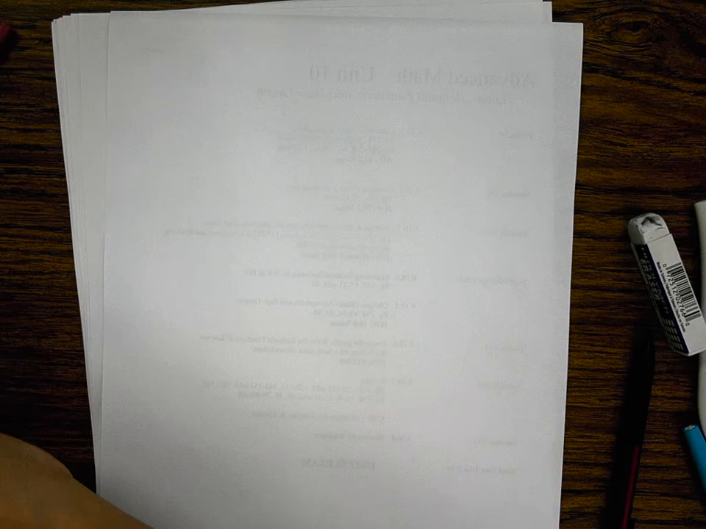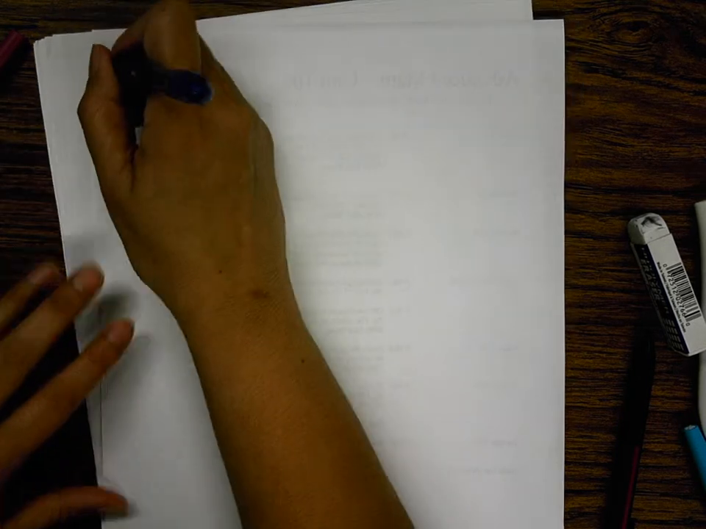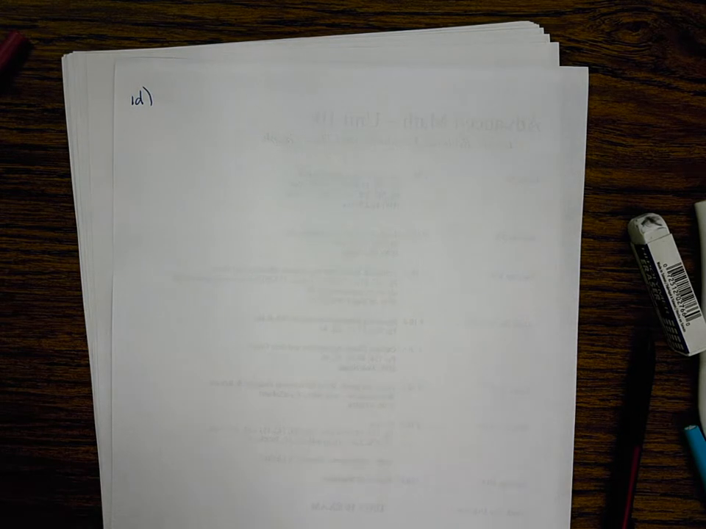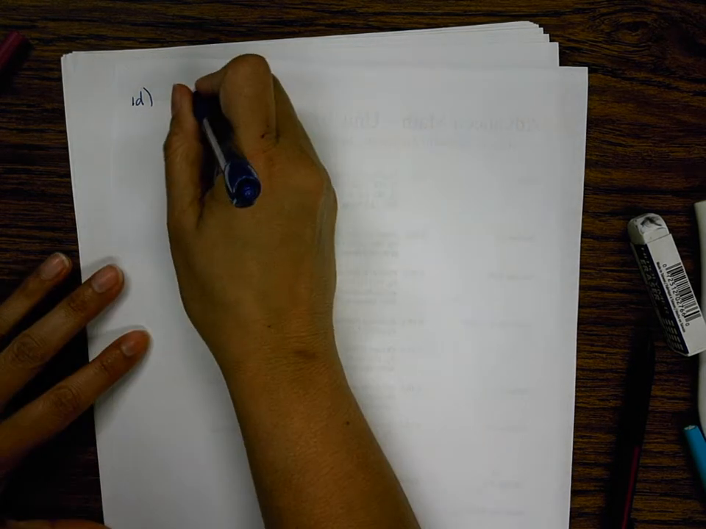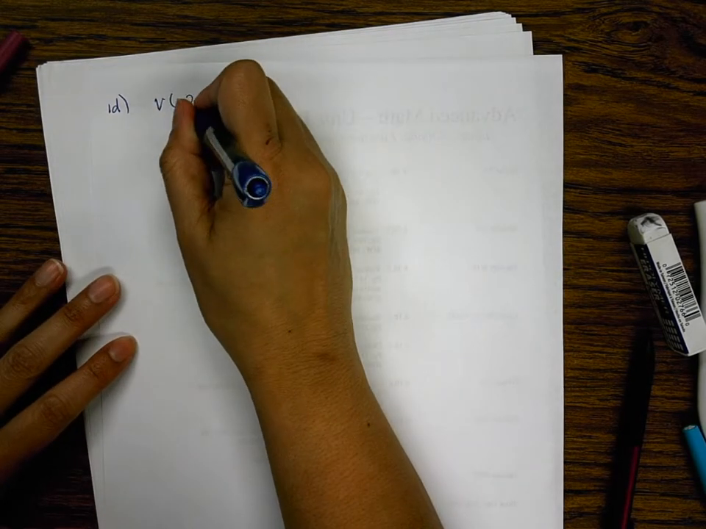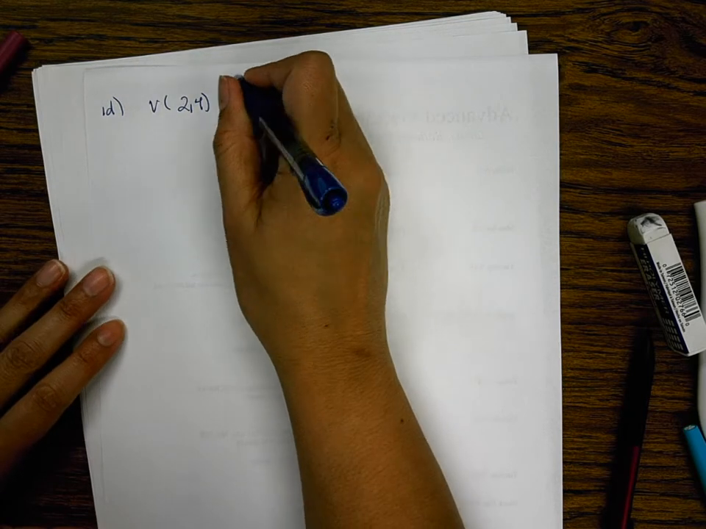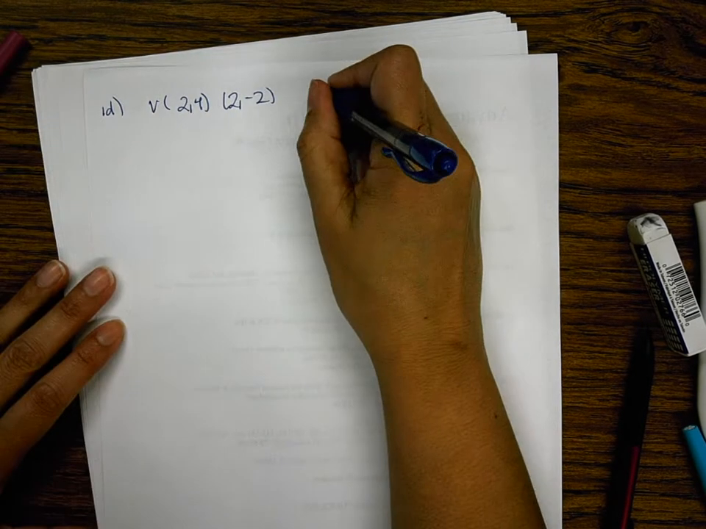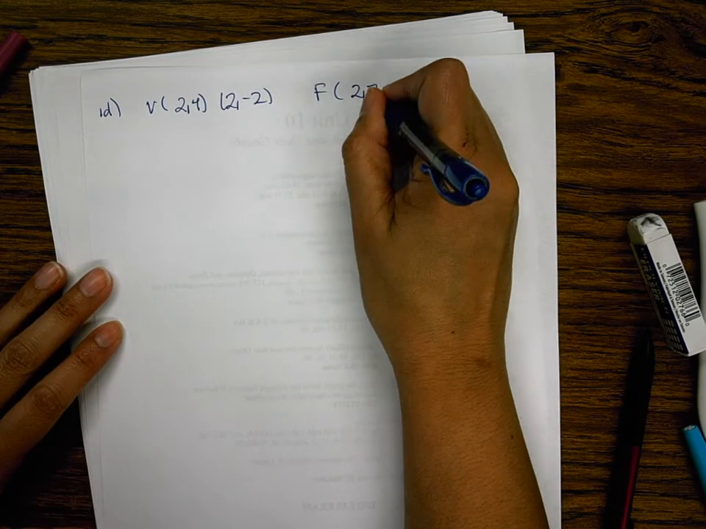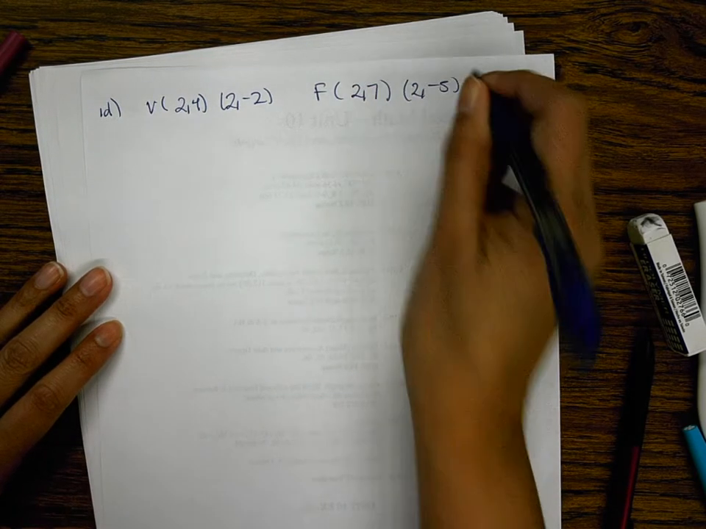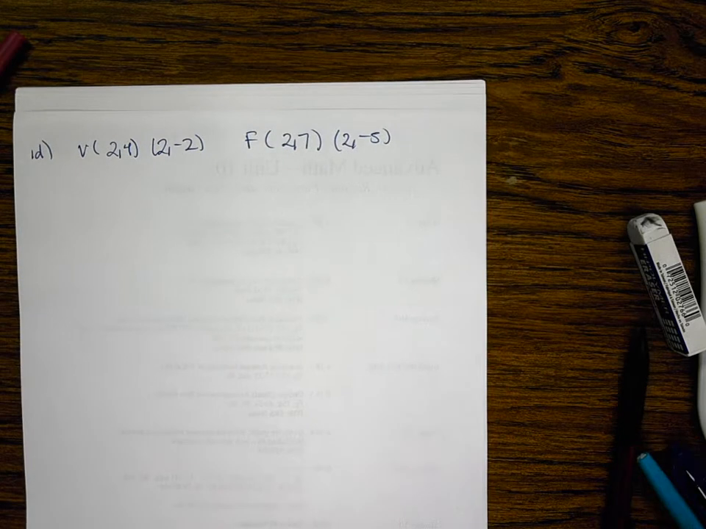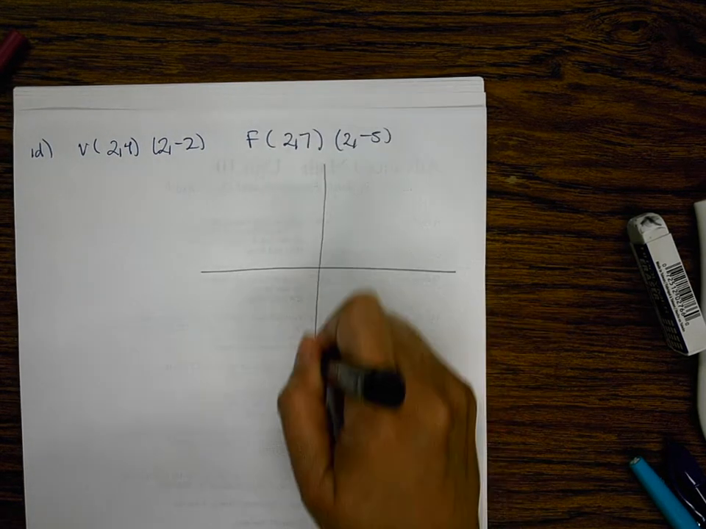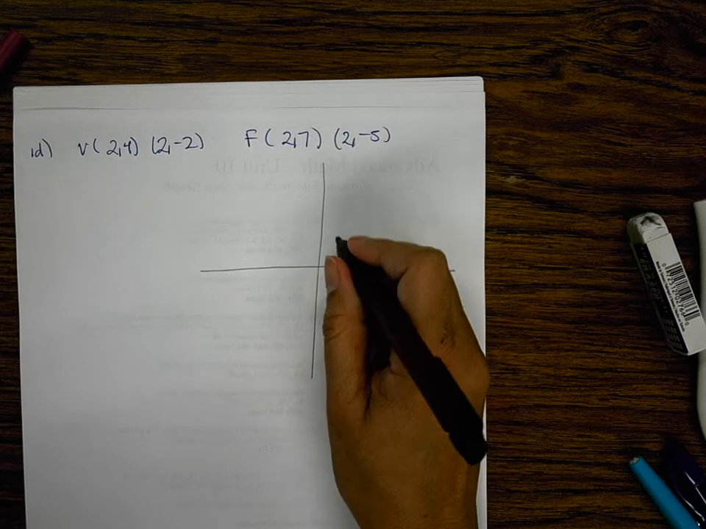1D. Gives you the vertices are 2, 4 and 2, negative 2. And the foci are 2, 7 and 2, negative 5. Okay, so I'm going to graph and figure out what the shape is and then find all the pieces.